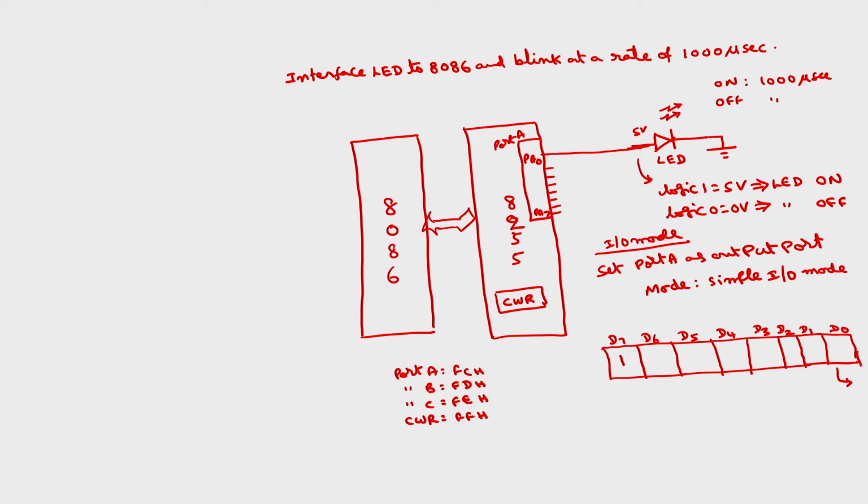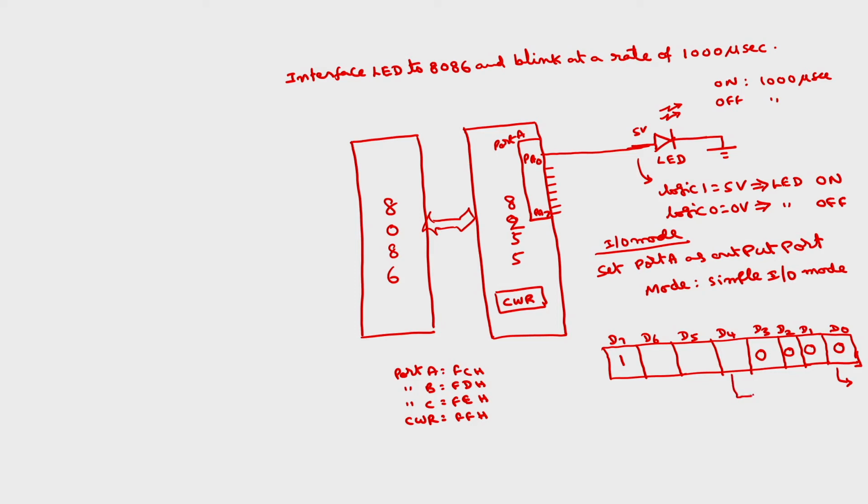I am not using port C lower, so I can program this in either input mode or output mode. For the sake of simplicity, I am representing this as output mode. This is port B. Port B also I am not using, so I can use either 0 or 1. I am using 0, which means port B will also act as an output port. This is mode selection, I want to operate in mode 0. And this is port C upper, I am going to program as output mode.